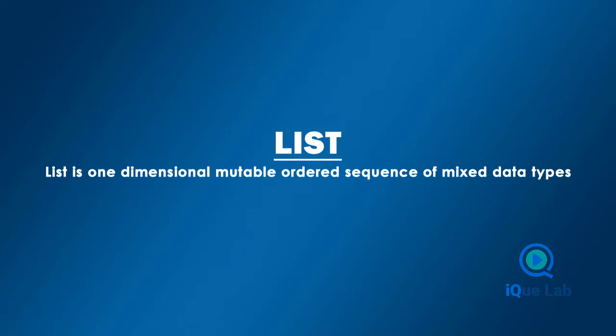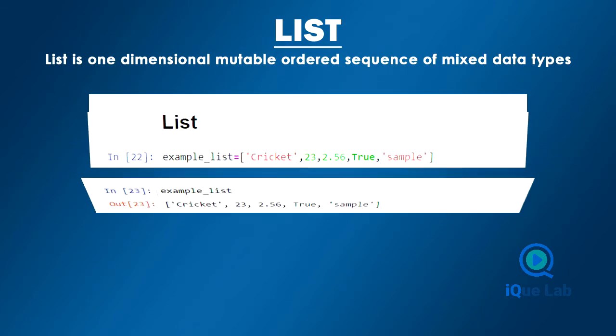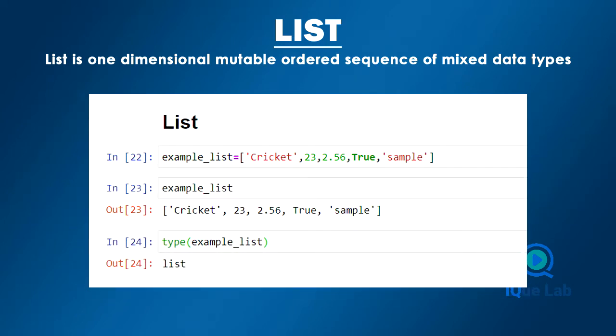List is a one-dimensional mutable ordered sequence of mixed data types. Here mutable means that its contents and values can be changed or modified. The list of items should be enclosed in square brackets. Here is an example of how to create a list. As we are seeing here, in this list there are multiple data types like integers, float, string and boolean values. You can check the type of the object using the type function and you can see that it shows list.